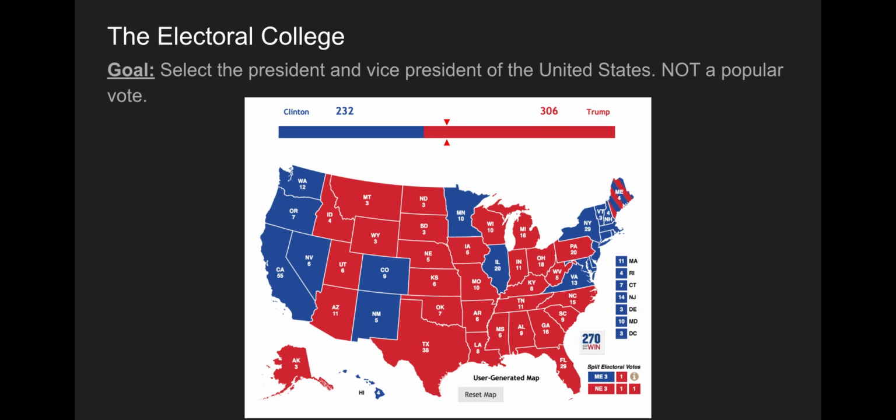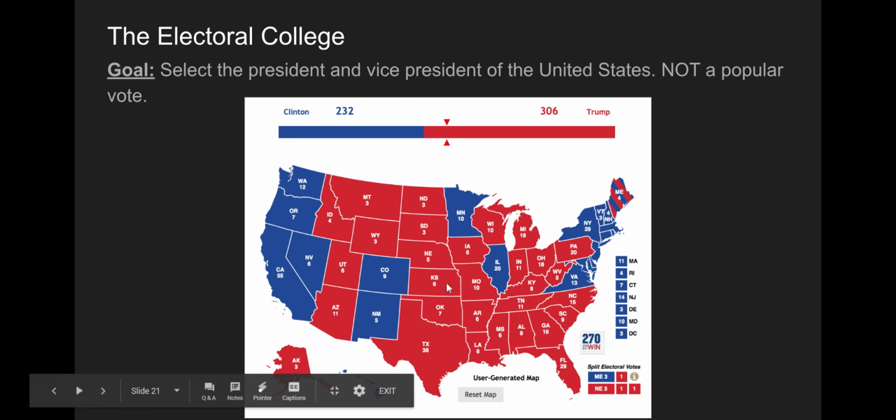But in this election, the unique thing was that Clinton actually won the popular vote. So more people in the United States voted for Hillary Clinton than voted for Donald Trump. A popular vote would have elected her to be president. But Donald Trump won the most electoral votes. So that's why we see this split here, because he won some of these states, which happened to all add up to more than 270.